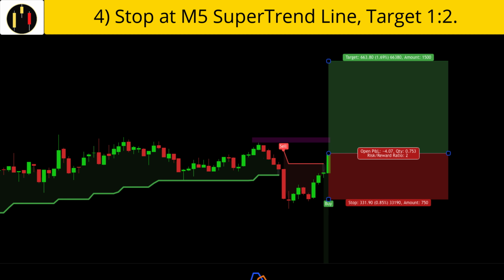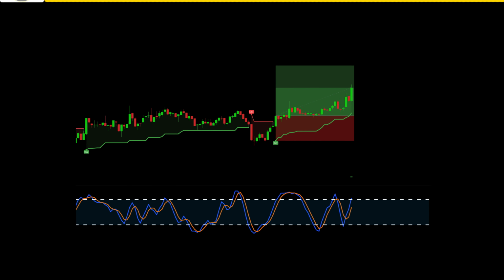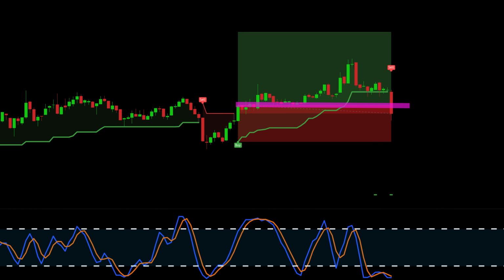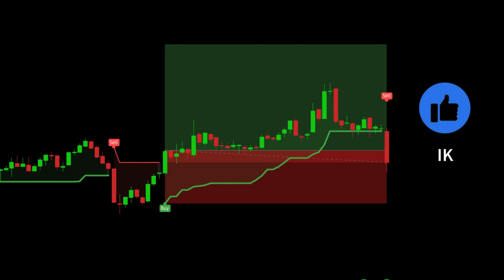We place our stop at the 5-minute ATR line and target 1 to 2. When 1 to 1 is hit, move the stop to break even. And this one stops out at break even, which in this test we will count as a win.